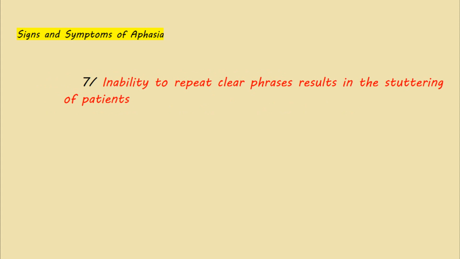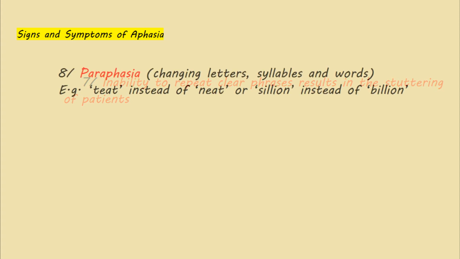You give them, for example, a simple phrase or a sentence, something easy, something basic, but they cannot repeat after you. This results in the stuttering of patients. It's like they cannot get the words, they cannot get sentences out. Therefore, they will start stuttering, and this is also one of the major signs of language loss. And then we have paraphasia.